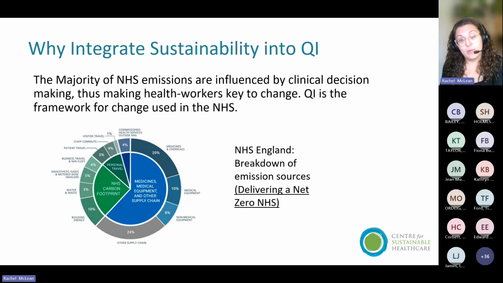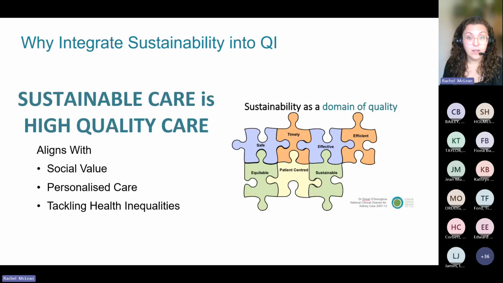And because quality improvement is the framework used for change in the NHS, it makes sense to bring environmental sustainability into quality improvement as a way to make this more accessible and understandable for clinical healthcare workers. So in addition to reducing the environmental harm, we know that environmentally sustainable care is high quality care. And so it aligns with social value, with personalising care and with tackling health inequalities.